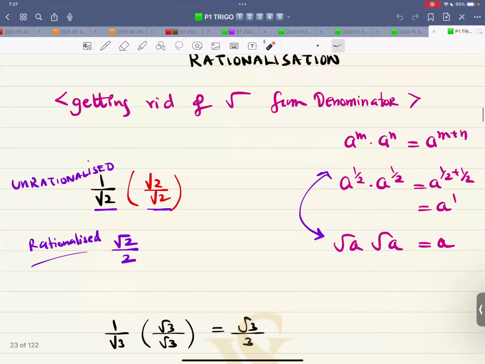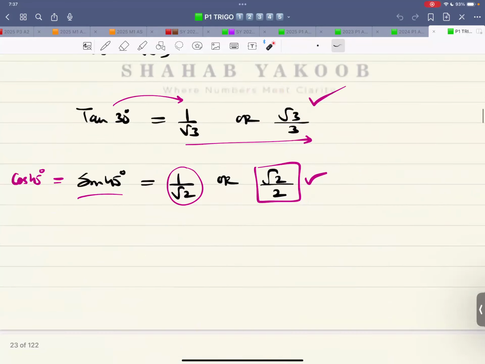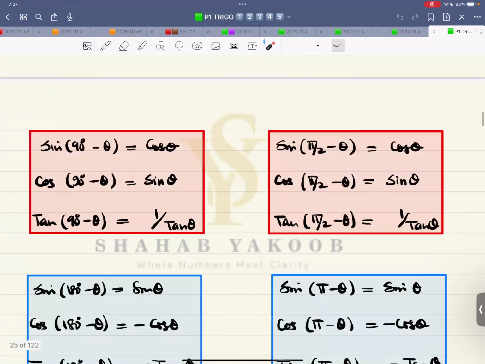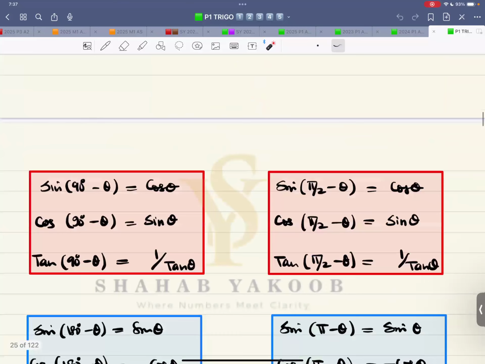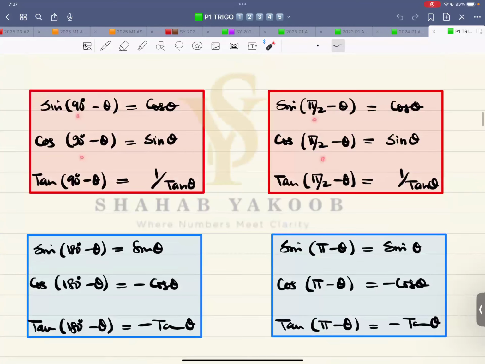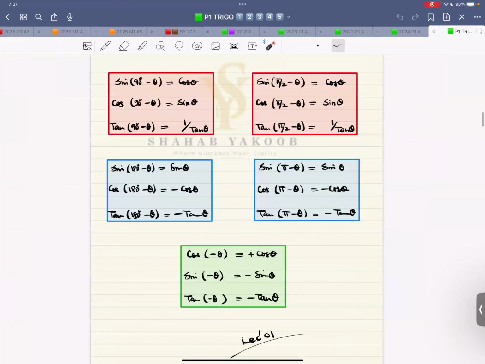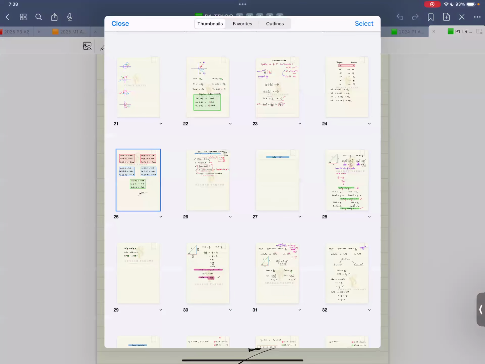Rationalization, I think you know about it. Surds, it has everything to do with indices. The conversion, everything written in one place. Written in degrees as well as radians. Again, take a snapshot of this. Screenshot, snapshot. So let's move ahead.